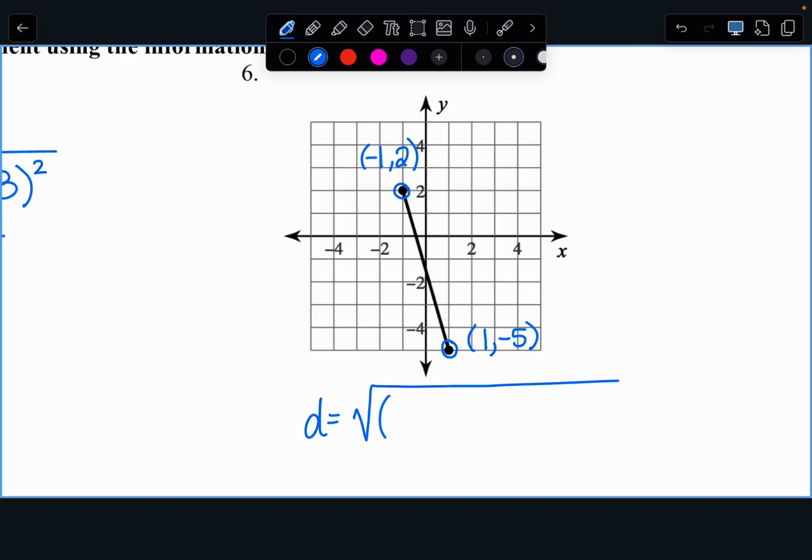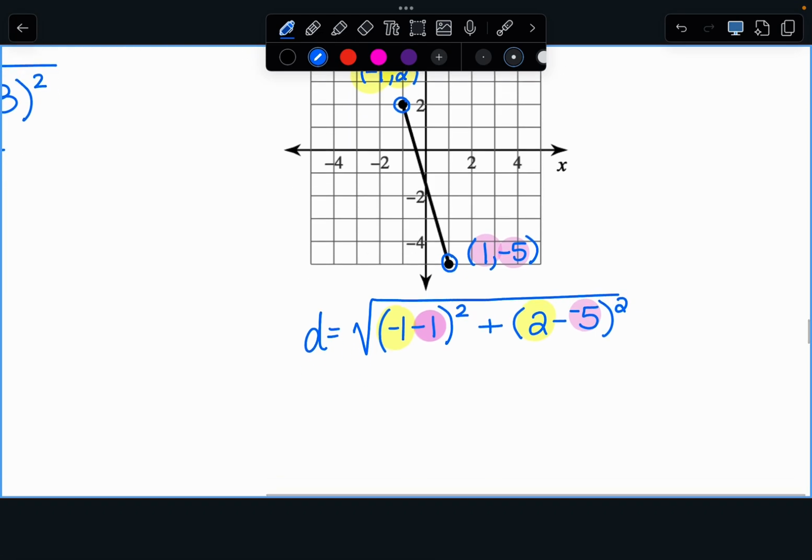So if we did -1 minus 1, squared, plus 2 minus -5, squared. So this is where I got those two from, and that's where I got those two from. Okay?